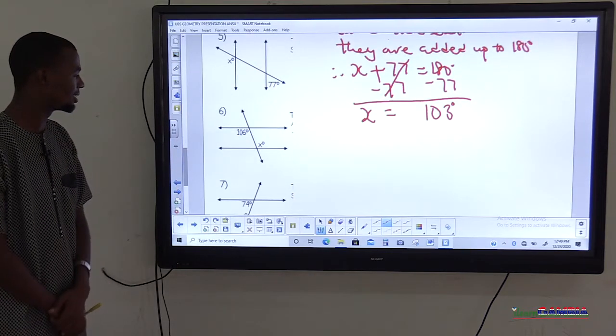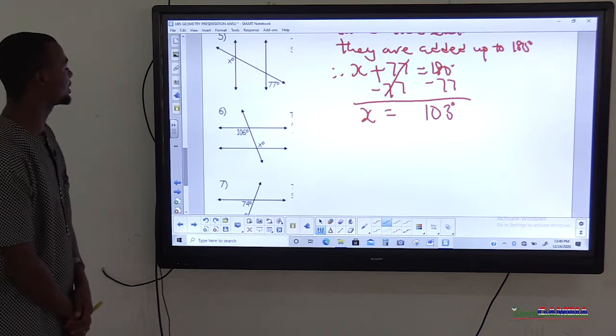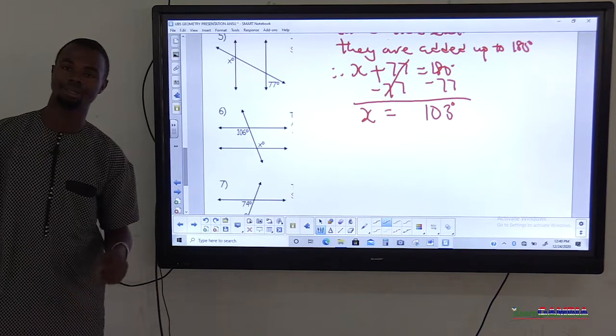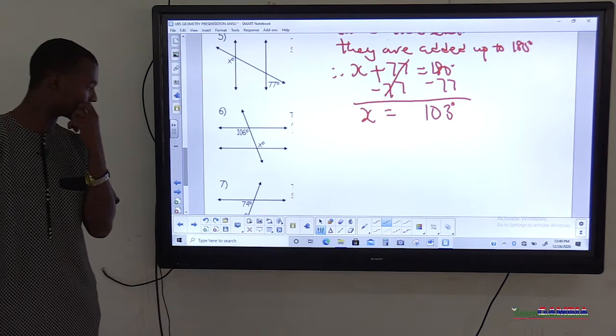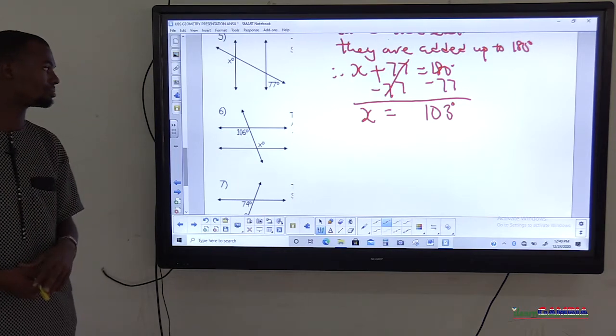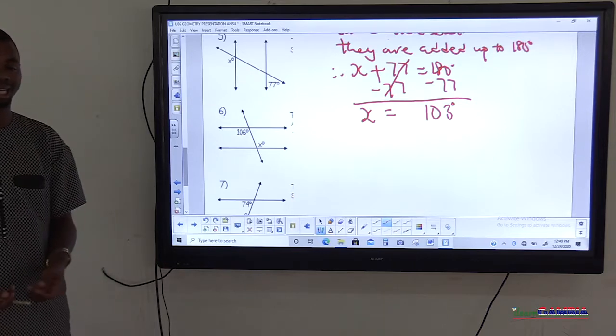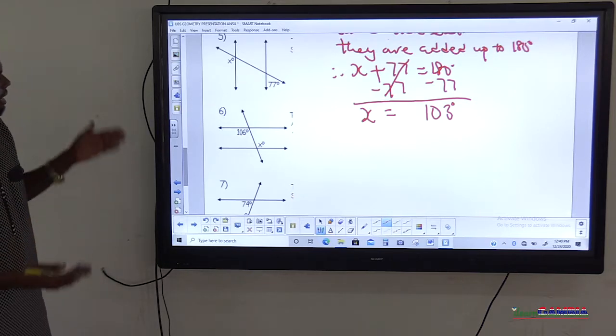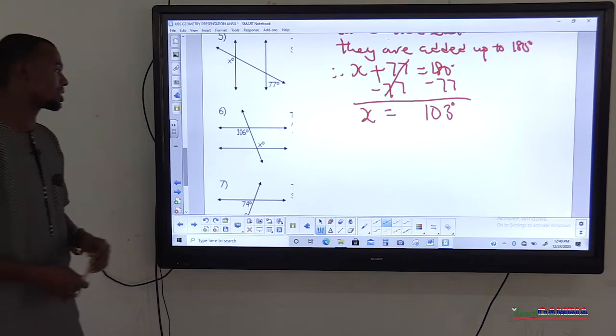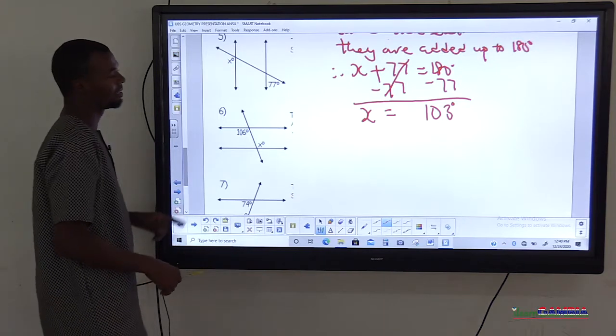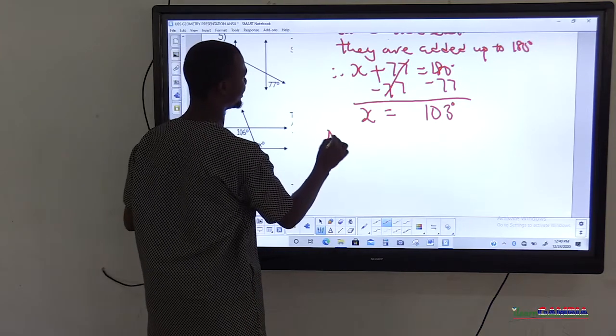Number 6. 106 is an interior angle. X is an interior angle. First we have to find out what type of angle they are. They are on opposite sides of the transversal, so they are alternate interior.